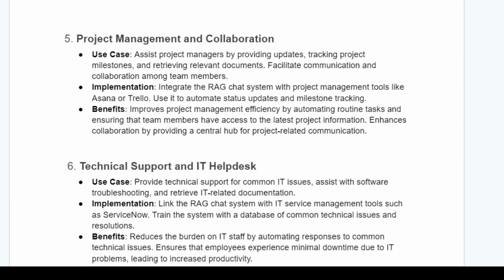Next, in the case of project management and collaboration, we can build a RAG system that can assist project managers by providing updates, tracking project milestones, retrieving relevant documents, and also helping in communicating with the team members. We can implement such RAG systems in project management tools like Trello, and use them to automate status and milestone tracking, etc. And these RAG systems can further be expanded into generating reports that project managers usually submit to their higher ups regarding project updates, etc. So this really helps in saving a lot of time.